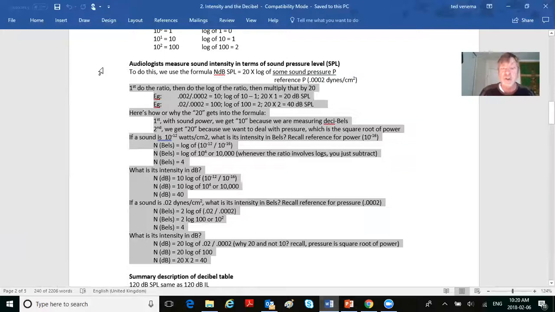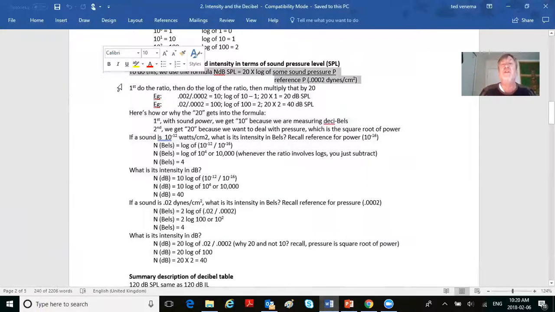What I do want you to know is the top two lines right there. That's what I want you to know. And that's where we're going to stop for today, right there. We need to know the formula.